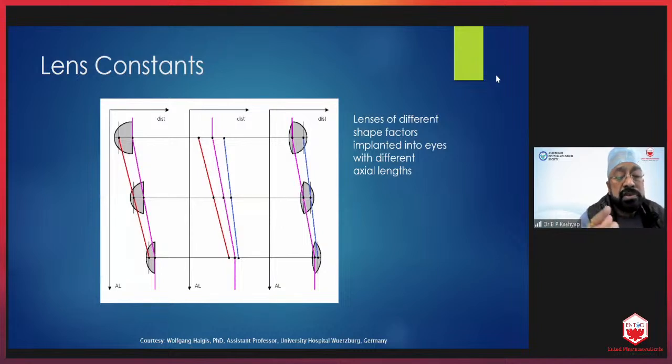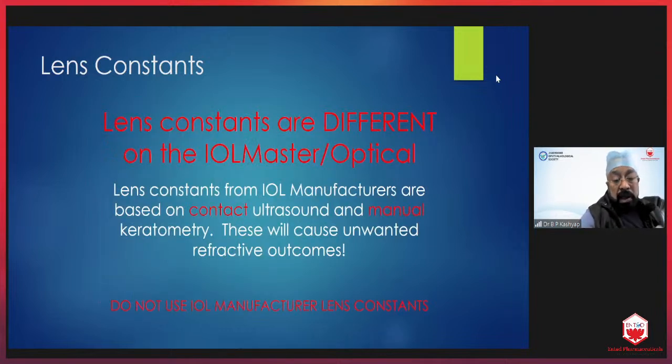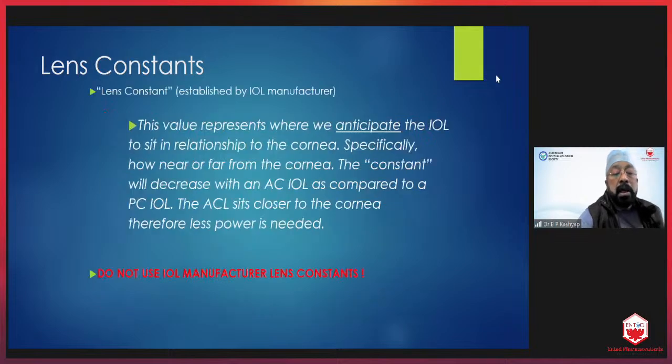So suppose these are the kinds of lenses that you are getting, and so the lens constant has to differ. This is a diagrammatic representation of different shapes of lenses. If they're different shapes of lenses, they'll sit somewhere else and the A constant has to be different. So in the IOL Master, that is our optical one, it is a different A constant, and for the ultrasound, it is a different A constant. This value represents where the IOL is anticipated to sit in relation to the cornea, that is, the distance from the cornea to the IOL. And the constant will decrease with an AC IOL as compared to a PC IOL. Because the AC IOL sits closer to the cornea, less power is required.